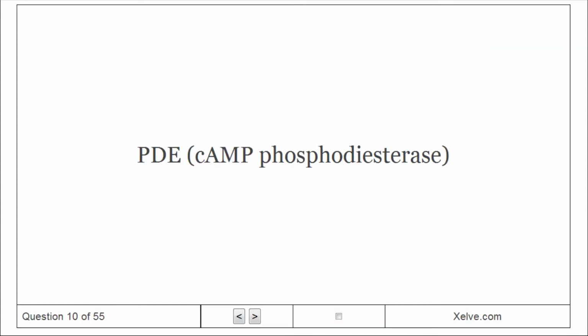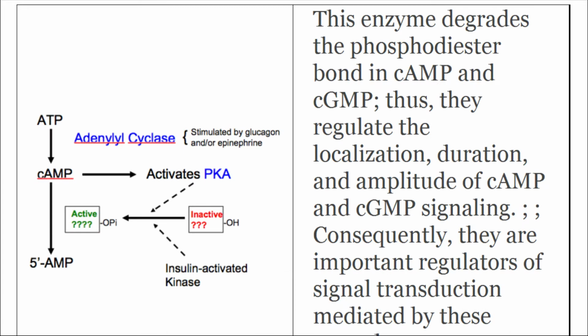PDE. This enzyme degrades the phosphodiester bond in cAMP and cGMP, thus they regulate the localization, duration, and amplitude of cAMP and cGMP signaling. Consequently, they are important regulators of signal transduction mediated by these second messenger molecules.